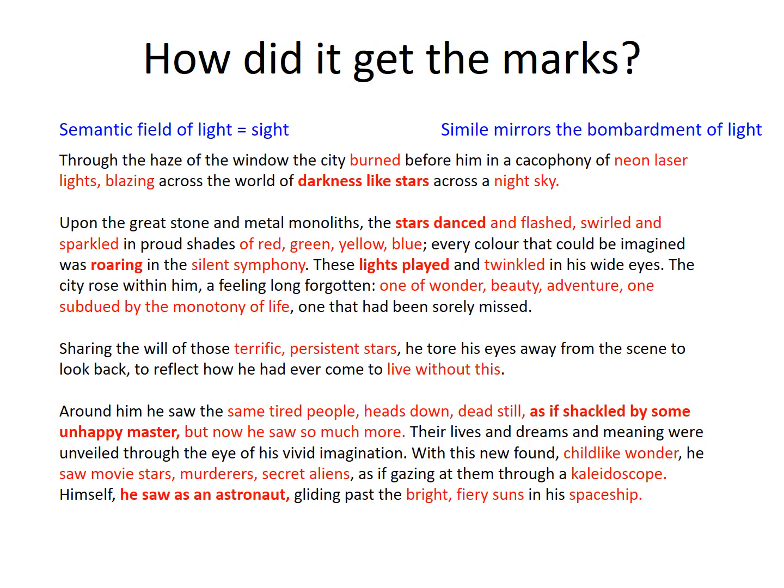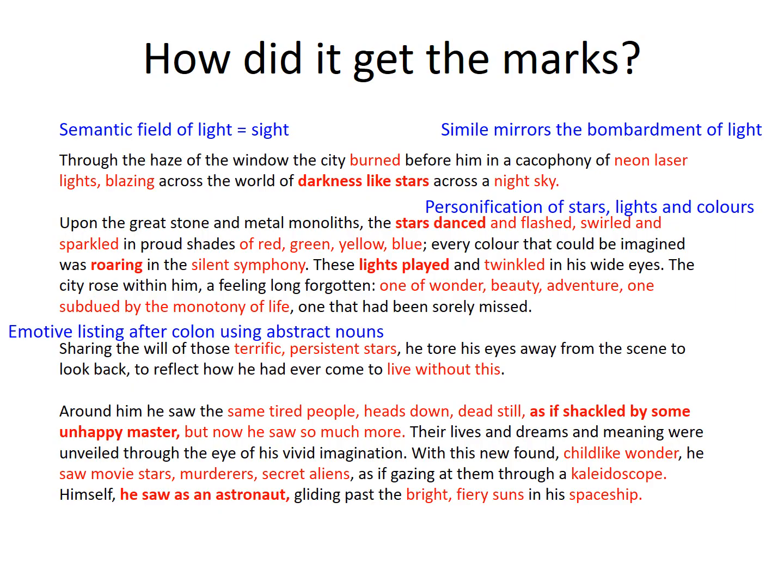So whether it's the personification of the stars, the lights, and the colours, we've got some emotive listing, whether that's of the colours of these lights or the emotive listing after the colon of abstract nouns. We're making a connection between what's being seen by the character, but also their feelings, a feeling long forgotten. It's also important to note that you've got this juxtaposition of it's silent, but it's bombarding. It's really entrancing whoever is observing.